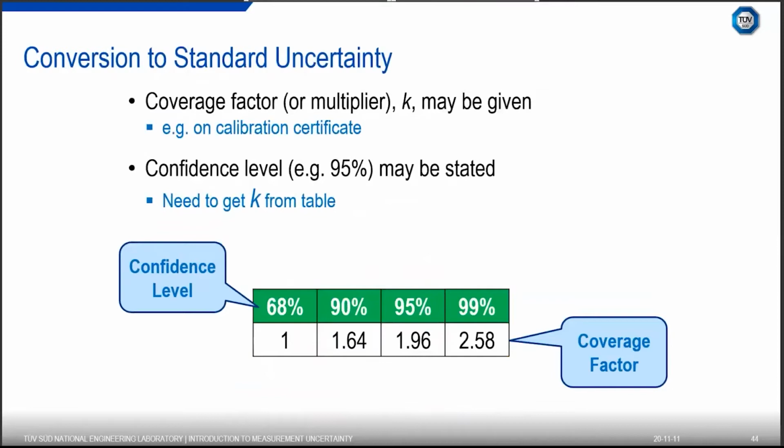And this is just, again, repeating it. The coverage factor may be given on a calibration certificate, so it may quote the result plus or minus a given uncertainty for it, or it may give you the coverage factor. But if it gives you the confidence level, we can get the coverage factor from a lookup table or something similar.